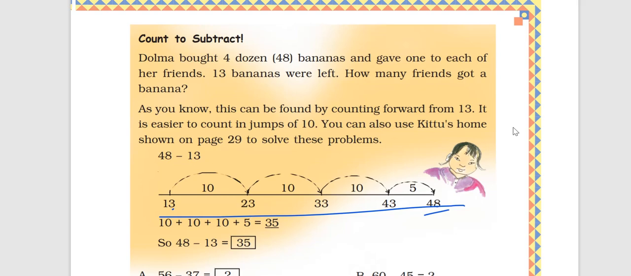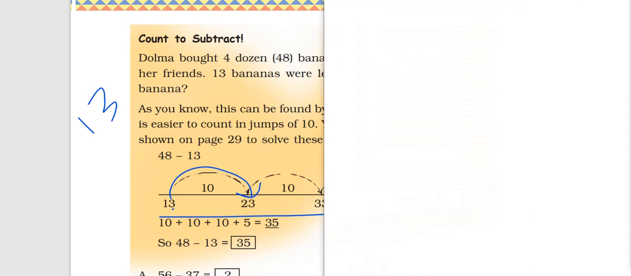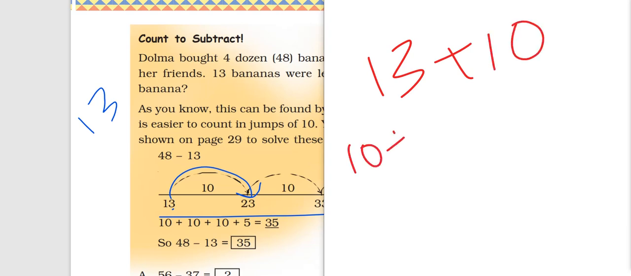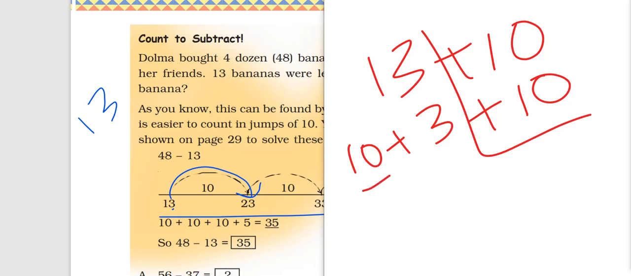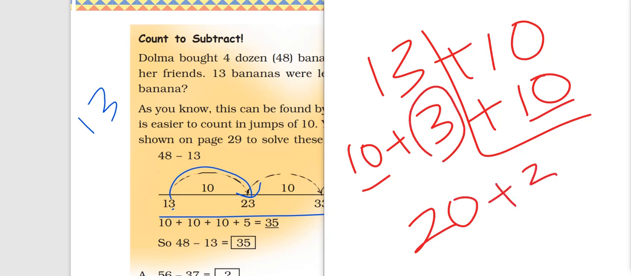You take 10 steps, which means you add a 10, you come to 23. 13 plus 10 is 23, right? 13 is nothing but 10 plus 3. And if we are adding 10, we're adding a 10 to 13. So let's add 10 and 10 first, which is 20. And then the remaining 3 is 23.